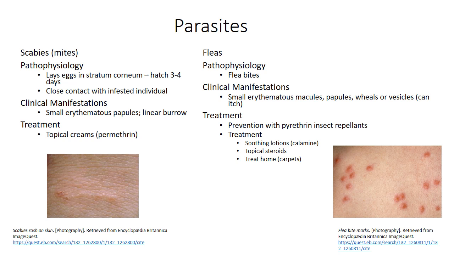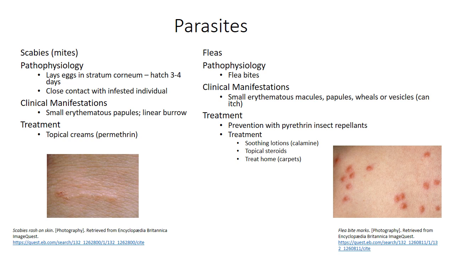On this slide, we have two types of parasites, scabies and fleas. Scabies are what happens when you get infested with mites that burrow into the stratum corneum, which is the outer layer of skin, and they lay eggs. The eggs hatch 3 to 4 days later, and those baby larvae grow into adult mites over the next 2 months. A person gets scabies after close physical contact with somebody who's infected.